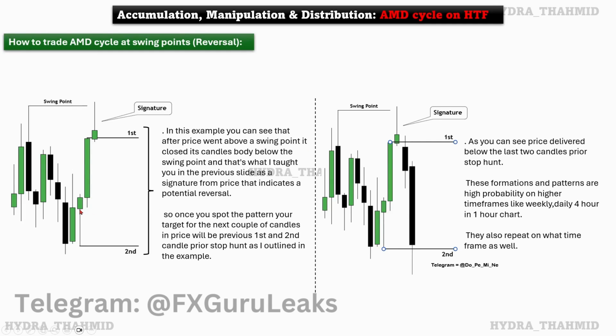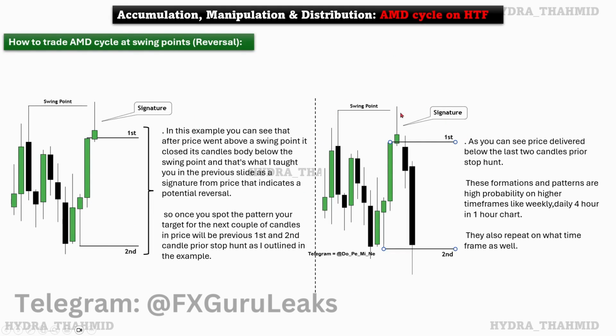This one and this one. So this candle's low is going to be your high probability target, and the second candle's low is going to be your high probability target. So first you will be targeting this. You will be taking a partial here, and your final TP is going to be this second candle's low.